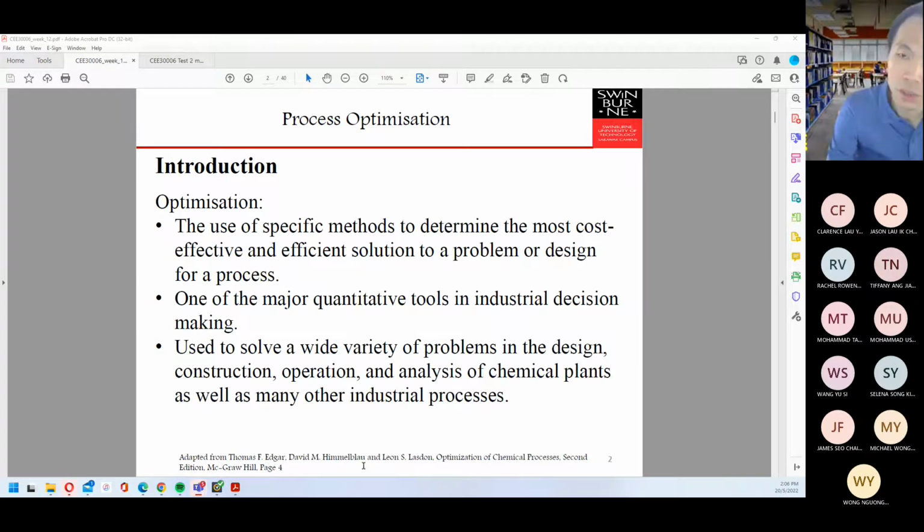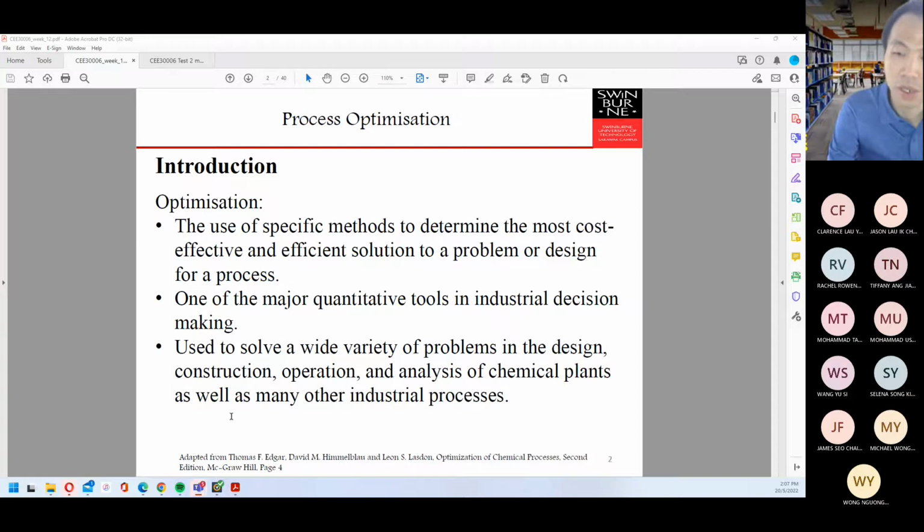The main book that we are using for these slides is coming from the US. So Thomas Edgar, Himmelblau, and Leon Lasdon. Himmelblau, for example, published a book on mass and energy balance. I think I used it a lot when I was in my undergrad. Some of the questions that some of you asked in the beginning, for example, about the pound mole, the gram mole, the kilogram mole, I took the explanations from the book of Himmelblau.